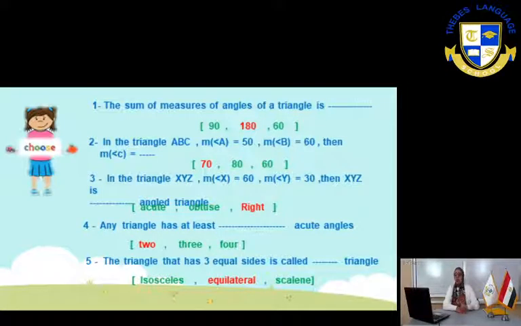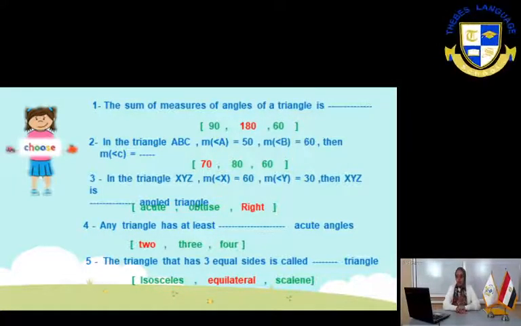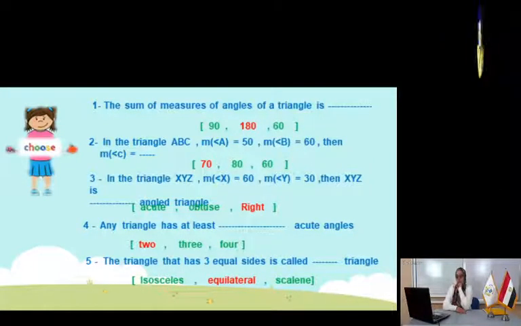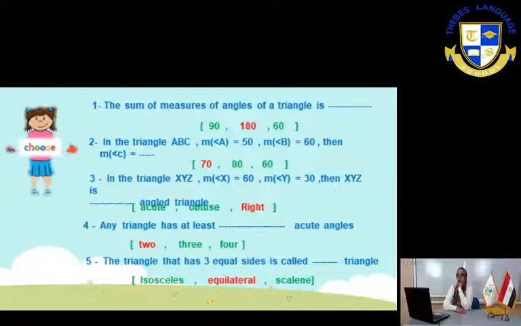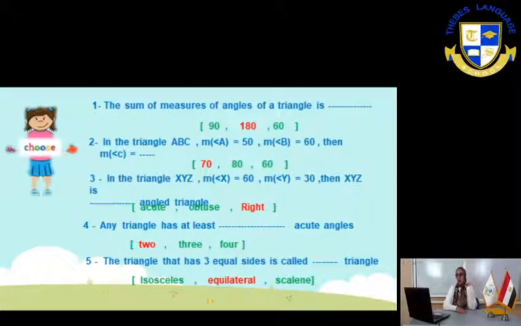We said before that the sum of the 3 angles must be 180. To get the third angle, we do it in 2 steps. First step, add the 2 angles which we have together, 50 plus 60. Excellent, it will be 110. Next step, please subtract 110 from 180. 180 minus 110 equals 70. So angle C equals 70 degrees.